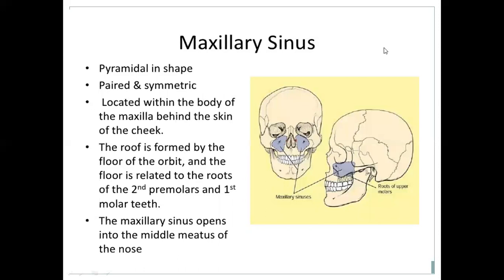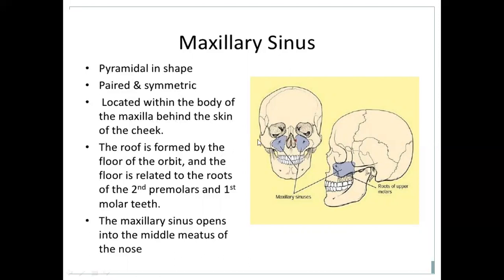So the maxillary sinus. This is pyramidal in shape. This is the roof. This is the apex. So it is pyramidal in shape, present on each side in the body of the maxilla. This is paired, symmetric, located within the body of the maxilla behind the skin of the cheek.